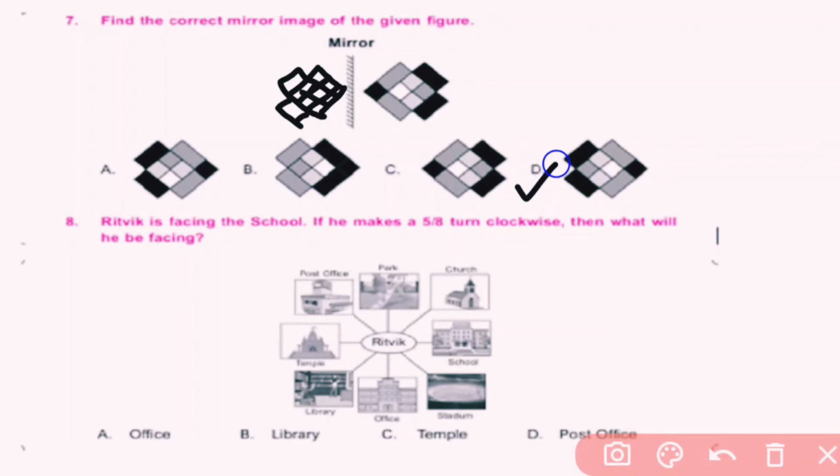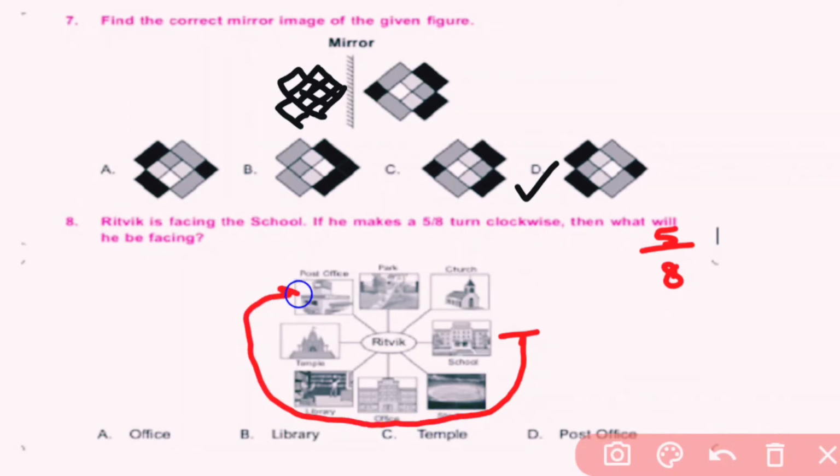Question number 8. Ritvik is facing the school. If he makes 5/8 turns clockwise, then what will he be facing? There are total 8 directions, and out of 8 he turns 5 clockwise. So he is facing school. He takes 5 turns. So 1, then 2, 3, 4 and 5. So Ritvik will be facing the post office. D is the correct answer.